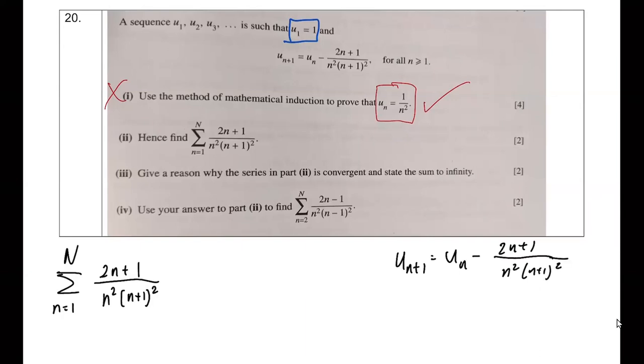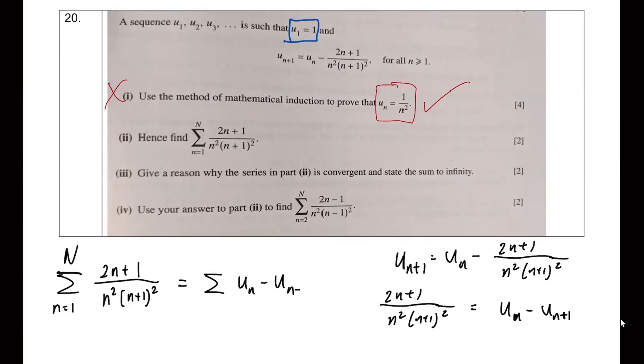What we realize is we will need to bring this over and bring that over. So we get this fraction to be equal to u_n minus u_(n+1). Okay, good. So now we can substitute in this formula with u_n minus u_(n+1). The limits stay the same, r equals 1 to capital N.